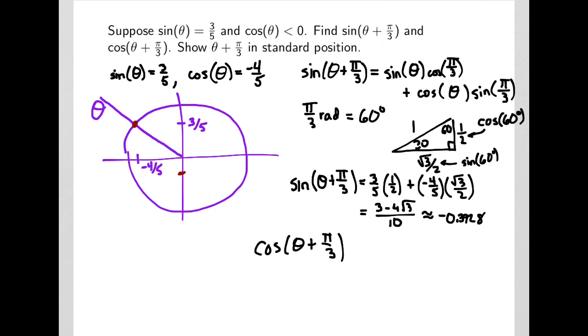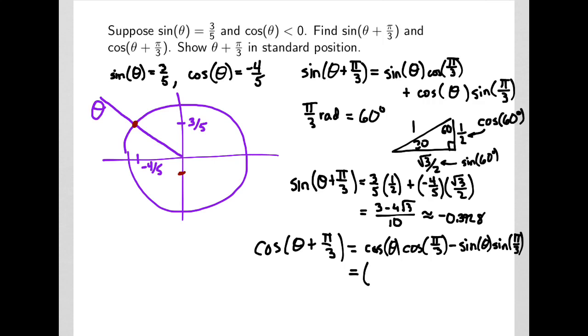Now the cosine is cosine, cosine minus sine, sine, which I can now substitute my values.